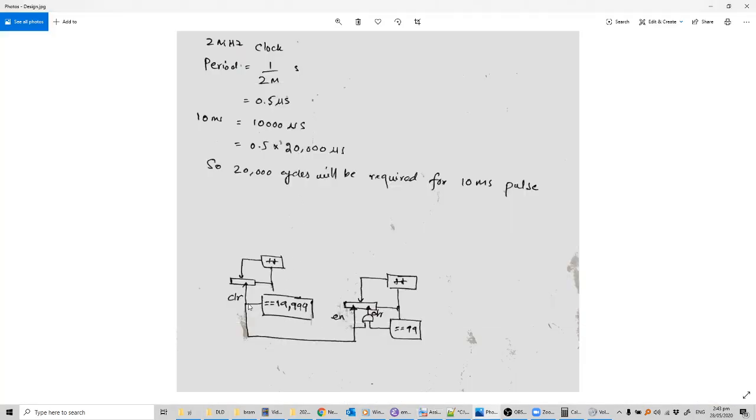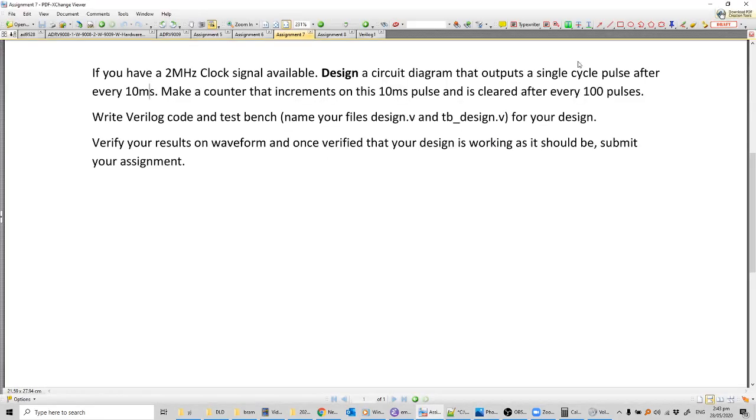So this clear signal will be asserted after every 20,000 cycles. So this will be asserted after every 10 milliseconds. So we can use this as an enable of this counter. In this counter, we are incrementing it whenever there is this enable signal. This enable signal is after 10 milliseconds, so it will be incremented after 10 milliseconds. At the same time, we're asked to clear it every 100 cycles.